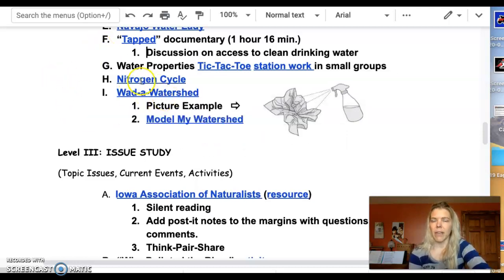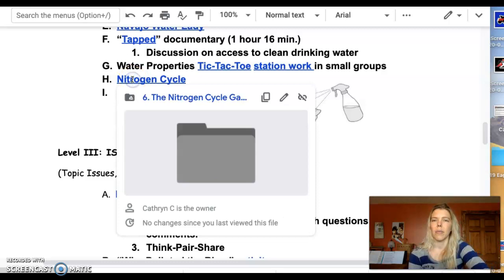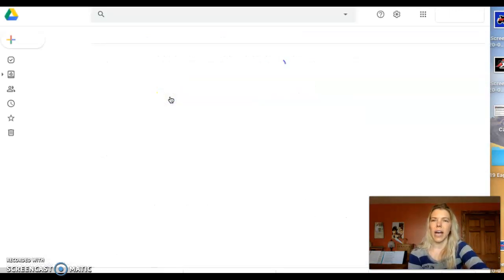Okay, so then we have nitrogen cycle. So water cycle. We hit and hit and hit water cycle over and over again from early elementary all the way through. The kids, I really think, got the water cycle. They got it figured out. The nitrogen cycle, not so much. So the nitrogen cycle, definitely going to do that.